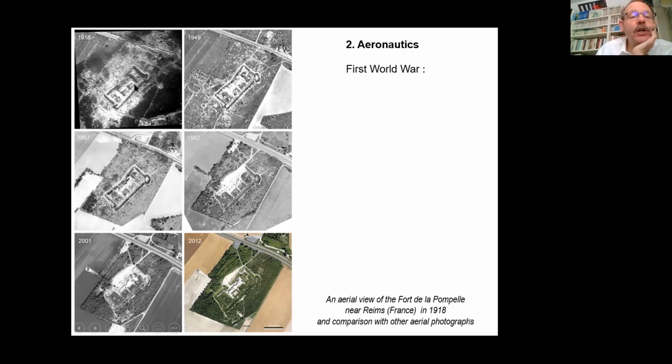This is a German view of 1918, and these are aerial photographs of 1949, 1967, 1982, 2010, and 2012. You see the evolution of the area. So aerial photographs are useful as images of the past, but also to follow the evolution of sites and landscapes.